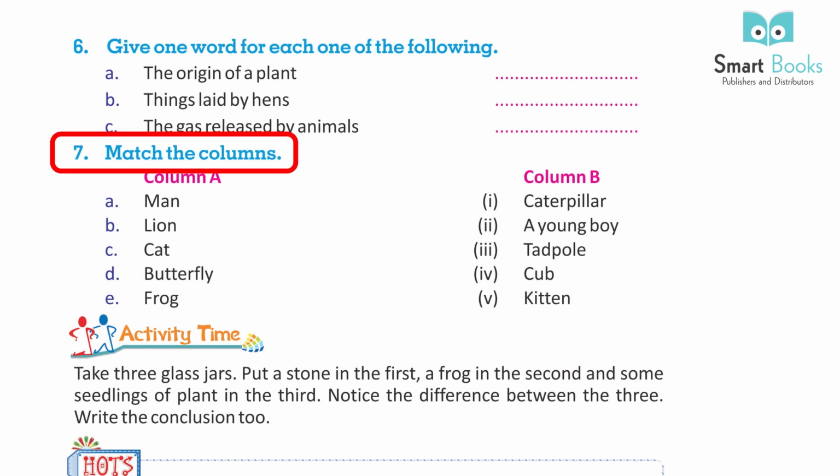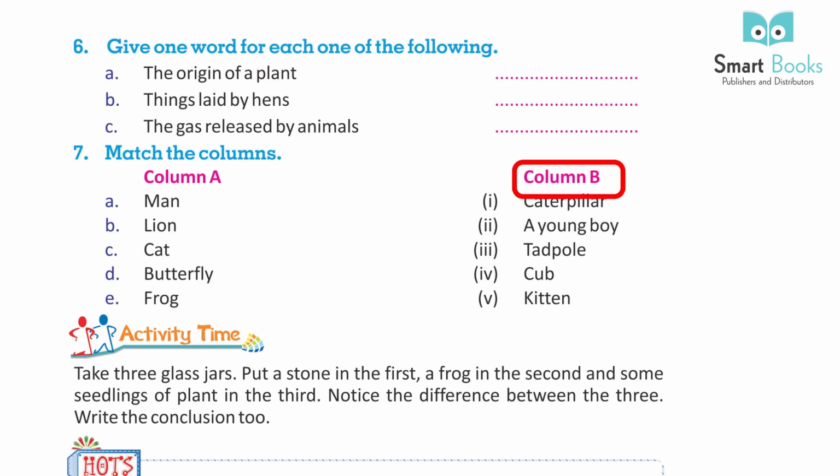7. Match the columns. Column A, column B. A. Man. B. Lion. C. Cat. D. Butterfly. E. Frog. 1. Caterpillar. 2. A young boy. 3. Tadpole. 4. Cup. 5. Kitten.